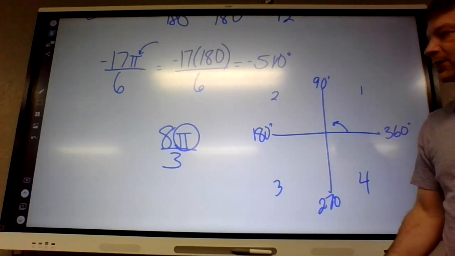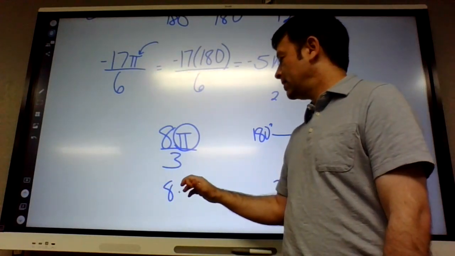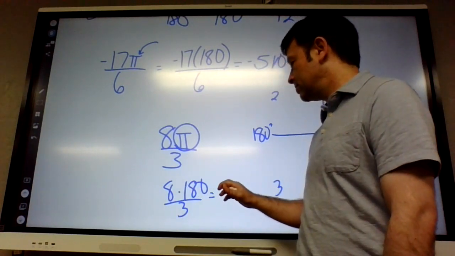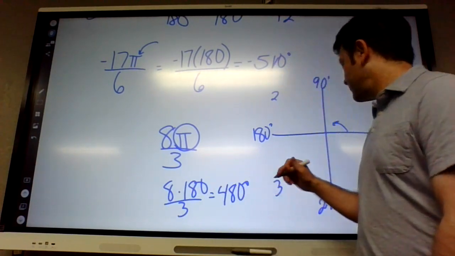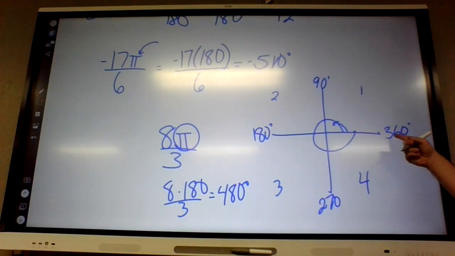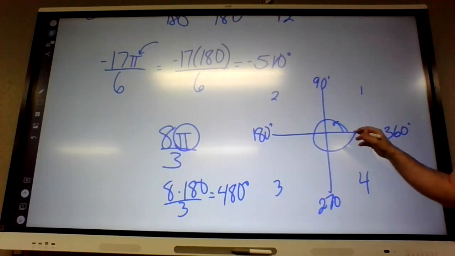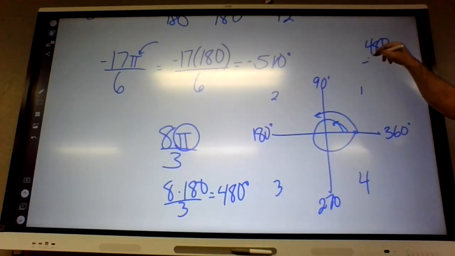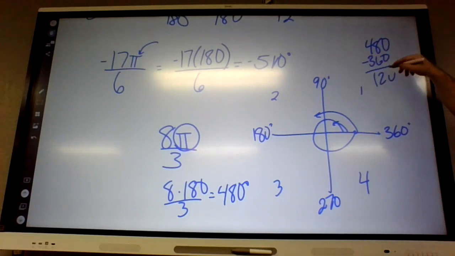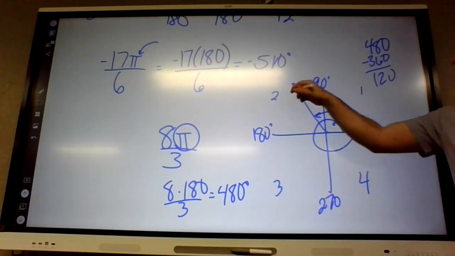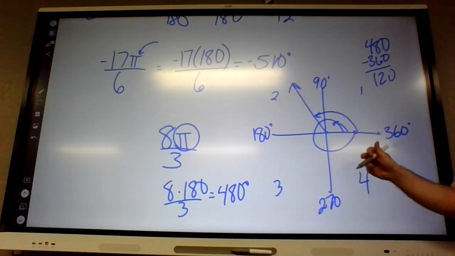How many degrees is that? It's 480. 8 times 180 divided by 3 is 480. Yeah. Okay, now 480 would go around the circle more than once, and then some. How far past 360 is 480? 120. So it'd be 120 degrees past, so that goes past 90 by 30 degrees, so it'd look about like that. So what quadrant is it in?